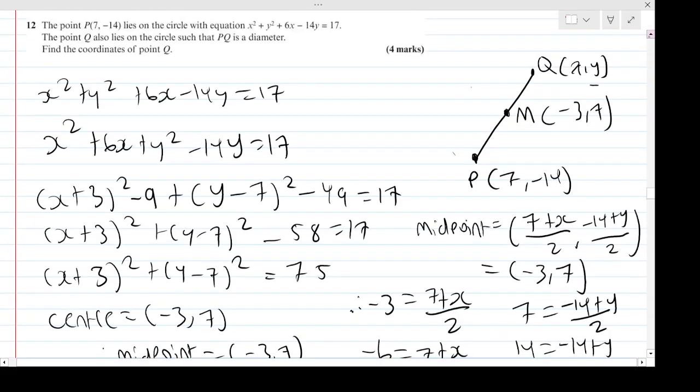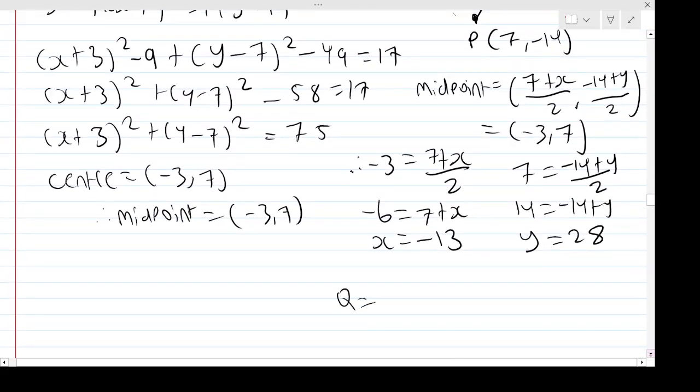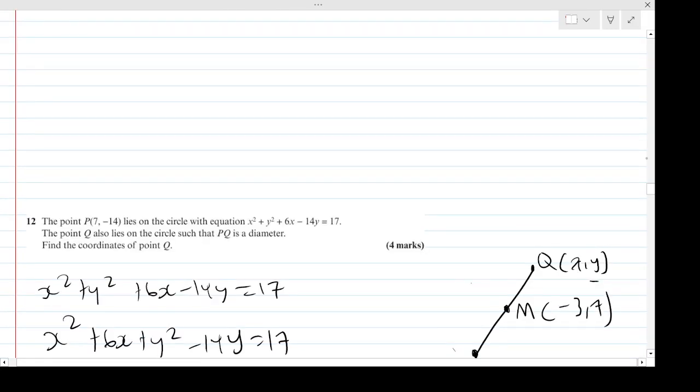And there we are. So the coordinates overall, if q is (x, y), so q, x is minus 13, y is 28. There we are. Okay, so there's a lot going on there, but hopefully that all made sense, right? And why we did what we did, right?